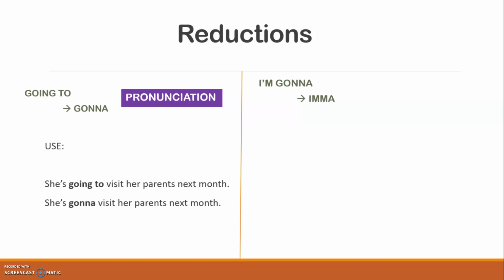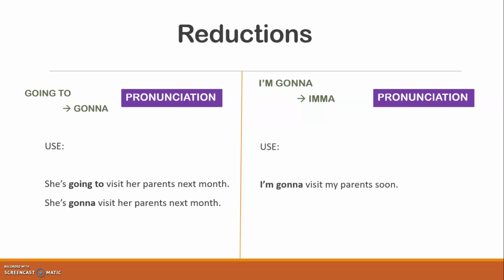I'm gonna, specifically with the pronoun I, is going to be reduced to amna. Let's pronounce that. Amna. How do we use it? Instead of saying I'm going to visit my parents soon, you could say I'm gonna visit my parents soon.